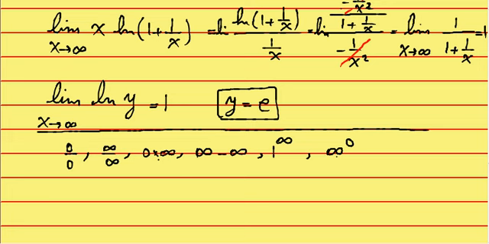So we have these 6 different indeterminate forms, and we apply L'Hospital's rule for figuring out the limits. Now go ahead and do some of the problems from the problem list.